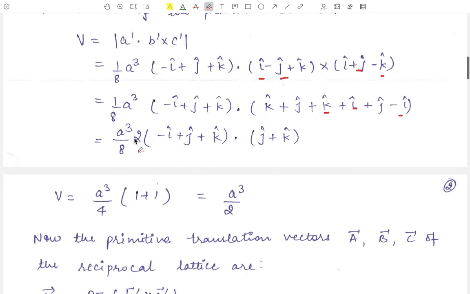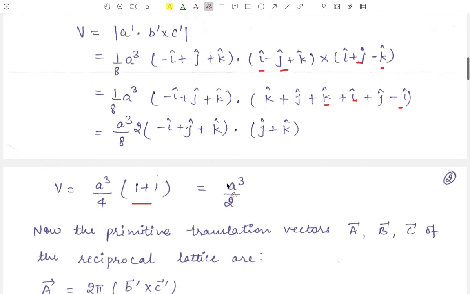Now we get 2a cube upon 8, that is a cube upon 4, into this dot product. Now we know that i dot i, j dot j and k dot k are 1. All other dot products are 0. Therefore this i dot j or i dot k is 0. j dot j is 1 and k dot k is 1, that is 2. That is the volume of the primitive cell or the primitive unit cell comes out to be a cube upon 2.